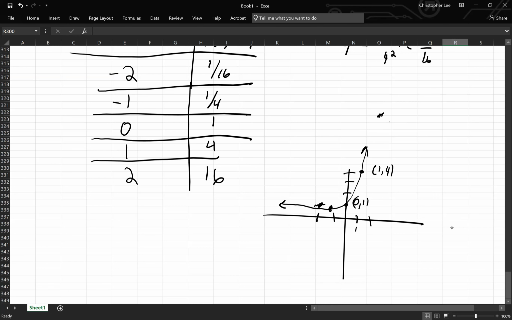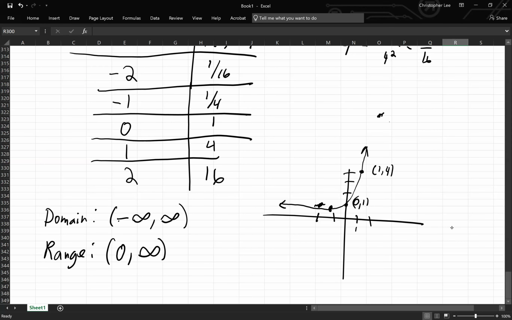Questions on this? What's the domain? Good. What's the range? Good. Asymptote? Zero. What 0? Which one? Very good. All right. So we good? All right.